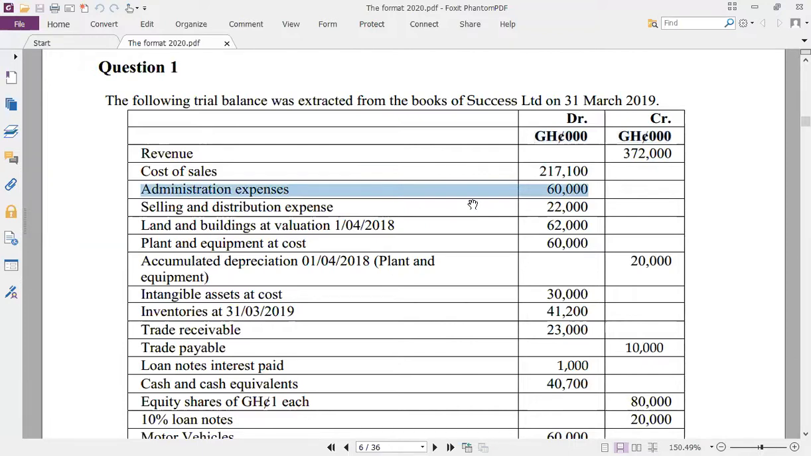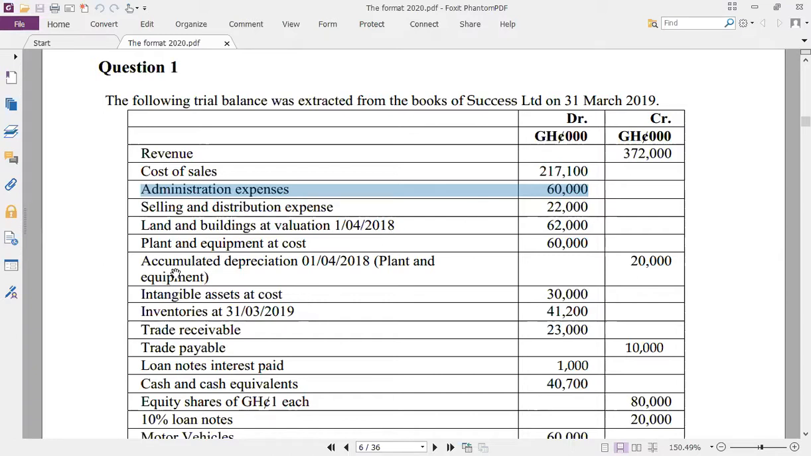What about selling and distribution expenses? Where will it go? Okay, we can add the two, right? Then get one figure and present it there. Perfect, we are done. Good. Land and building at valuation. Where will it go? Land and building. You go to the statement of financial position, non-current what? Assets. Good. That's great. Then I can see plant and equipment at cost, but the same place, PPE, the same place.